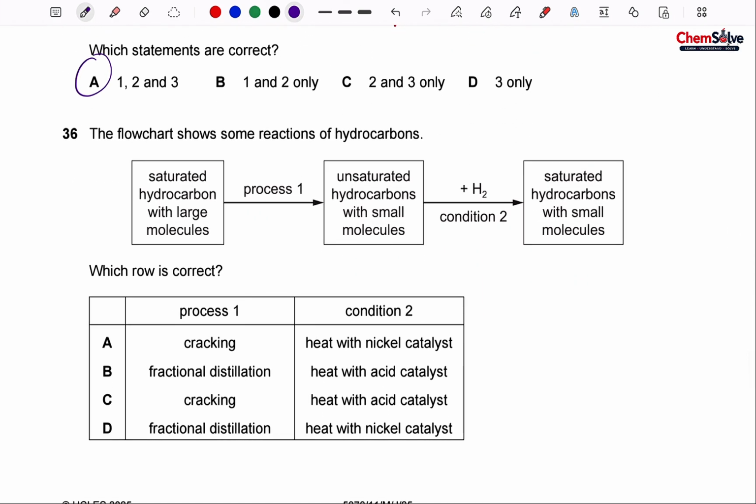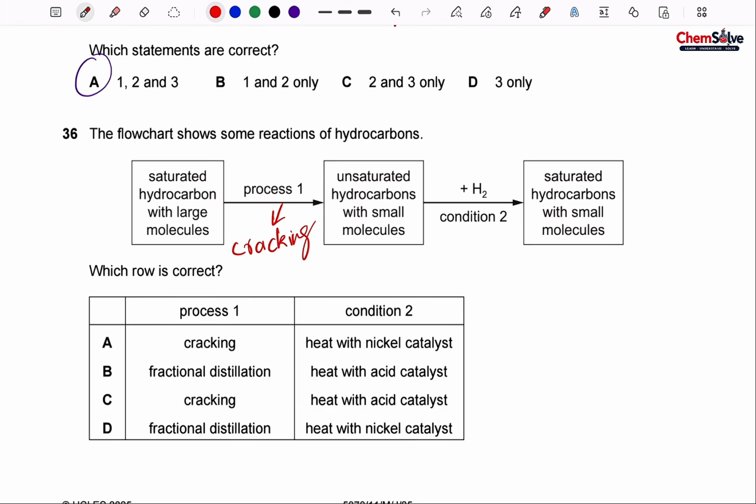Question number 36. The flow chart shows some reactions of the hydrocarbon. Okay, what is happening in process 1? Saturated hydrocarbon with larger molecules are converted into unsaturated hydrocarbon with smaller molecules. So this statement tells us that process 1 is actually cracking. Cracking is a process in which we convert the larger hydrocarbons into smaller ones.